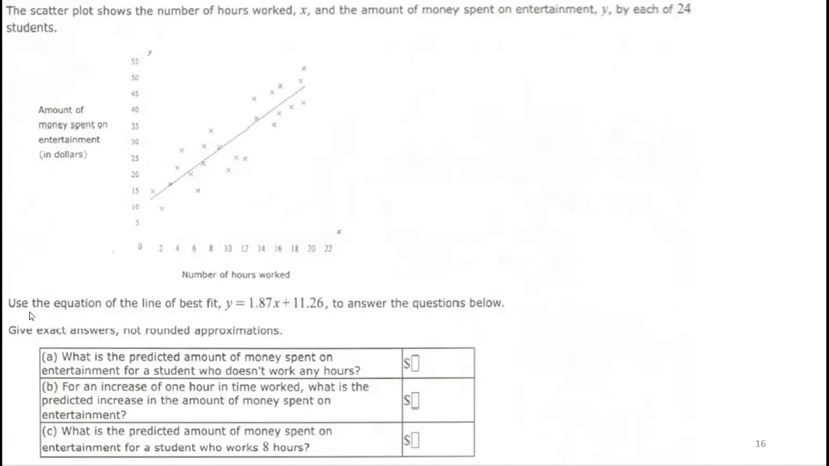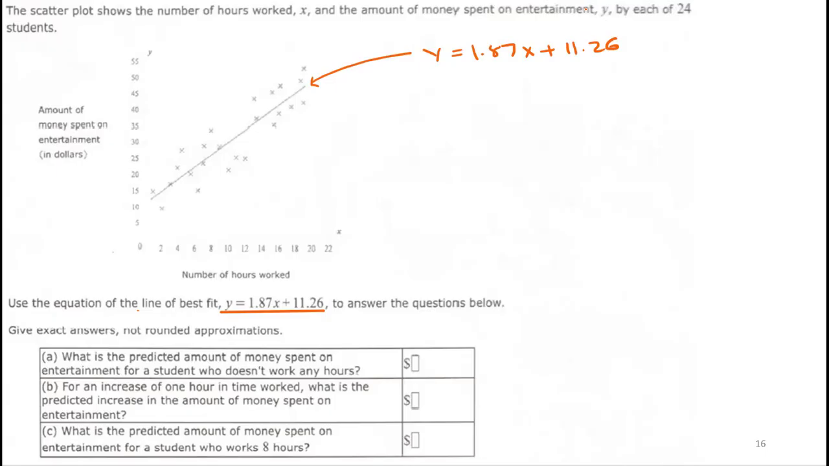Okay. It says use the equation of the line of best fit. So remember, that's the black solid line going across, right? The line of best fit. This line of best fit is represented by this equation. So that's what I mentioned. This line here is represented by this equation: y is equal to 1.87x plus 11.26. Okay? So we're going to be using this equation to answer our questions. Again, it's giving us the line of best fit.